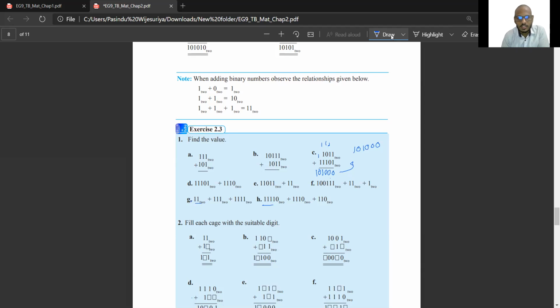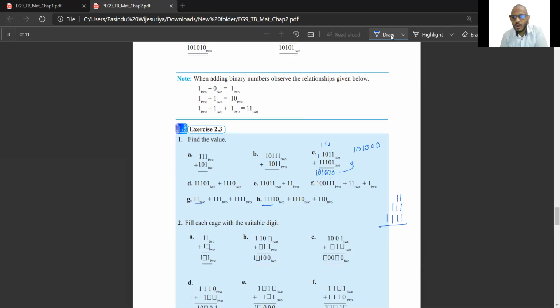So G, if you write G, 1 1 1 1 1 1 1 1 1. It comes in pairs. If there are 2 ones, it's going to be a 0. If there are 3 ones, it's going to be 1, and another one is carried out. If there are 4 ones, there's going to be a 0 and 2 to be carried to the next one. I hope you all understand.